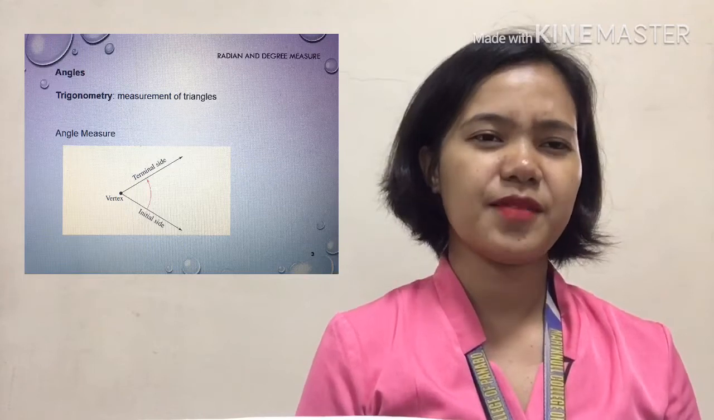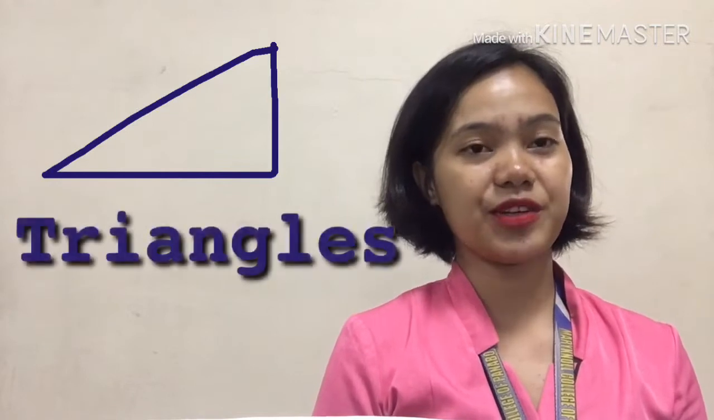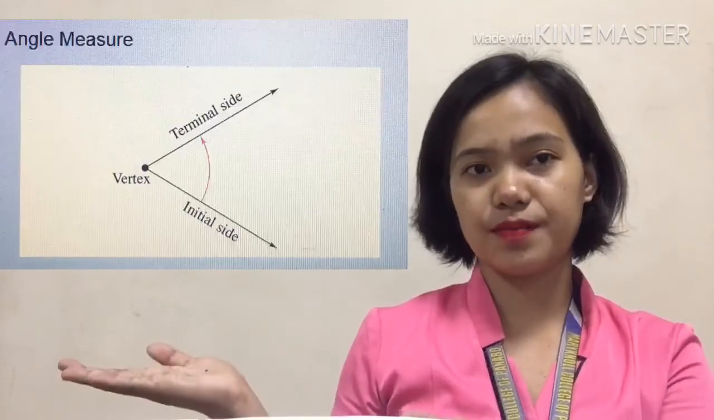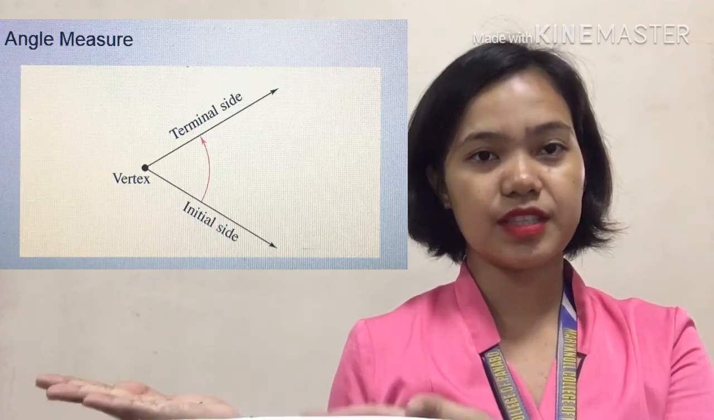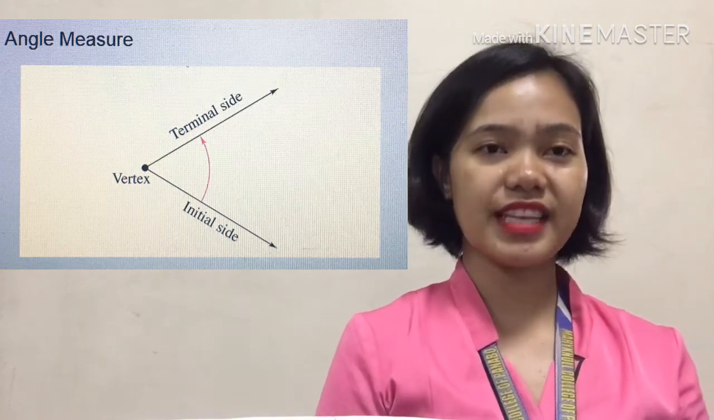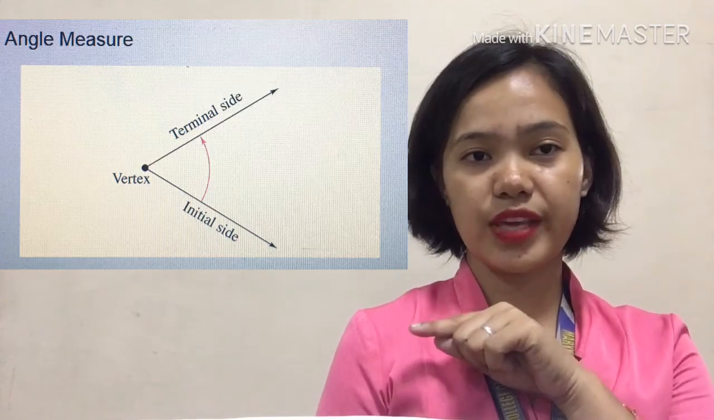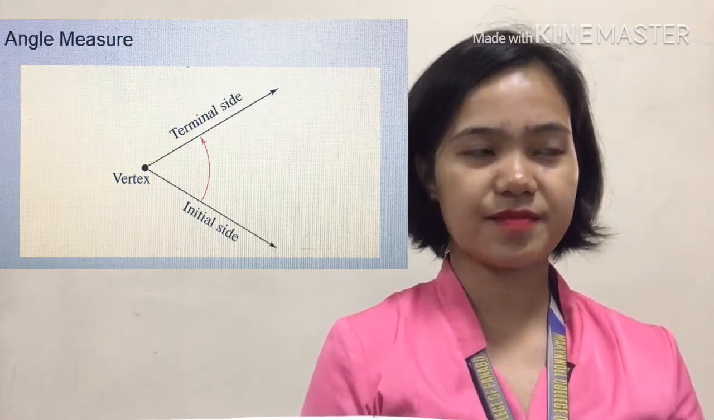Okay, angles, trigonometry. Basically, we are dealing with triangles. Trigonometry is the study of the measurement of triangles. Now, we have here a picture showing the structure of an angle. This side is the initial side and the upper side is the terminal side. Here we have the vertex and our reference angle is here.